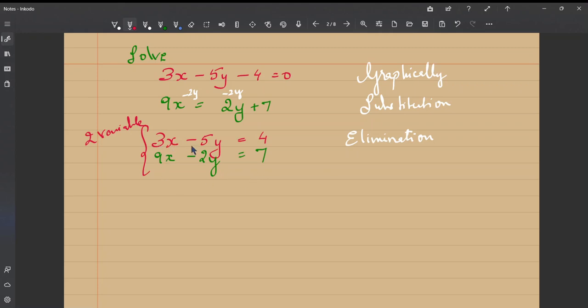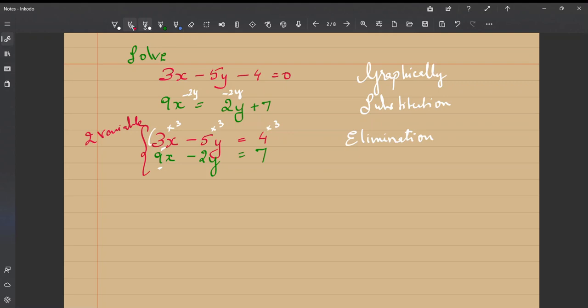Now if you notice the x coefficients, in the red equation the x coefficient is 3 and in the green the x coefficient is 9. So we find that 9 is a multiple of 3. So why can't we make the 3 also as 9? What I mean is, multiply the whole thing, each term, by 3. Multiply each term by 3.